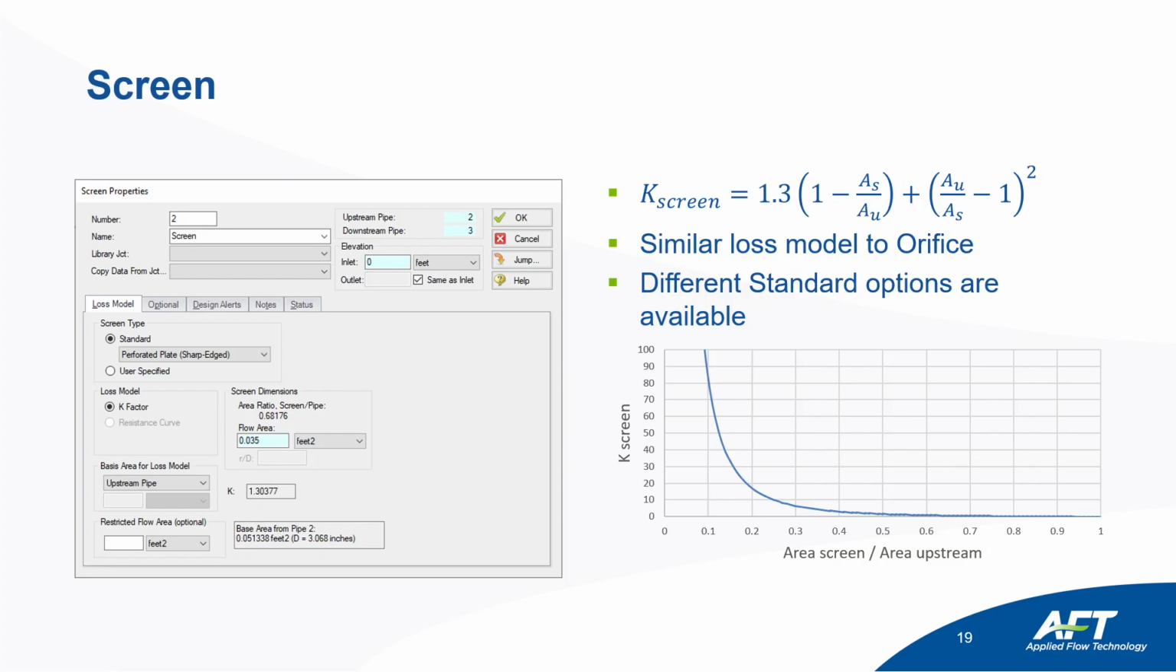Screens, these are a fun one. They're going to be the same kind of long equation, similar loss model to the orifice, where the more restricted the area is, the greater resistance that will appear. And then we also included a few different screen standard options. Perforated plates, silk, a few different screen options available. And then, like I said, lab data for your specific component is going to be the gold standard, but there is pretty good resistance data already out for some of those things.